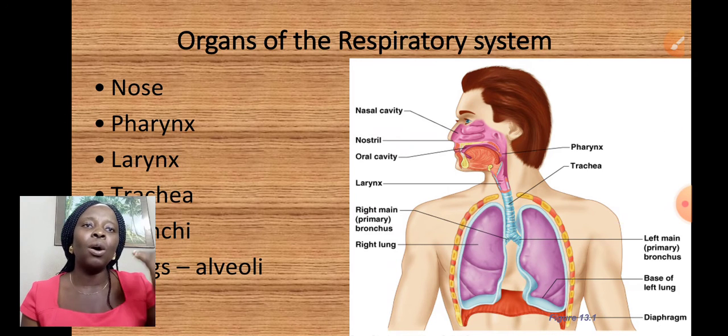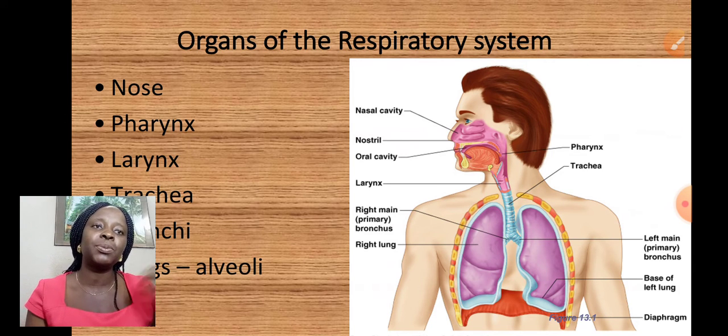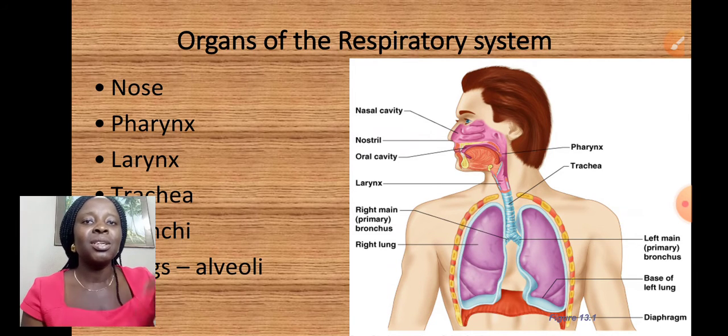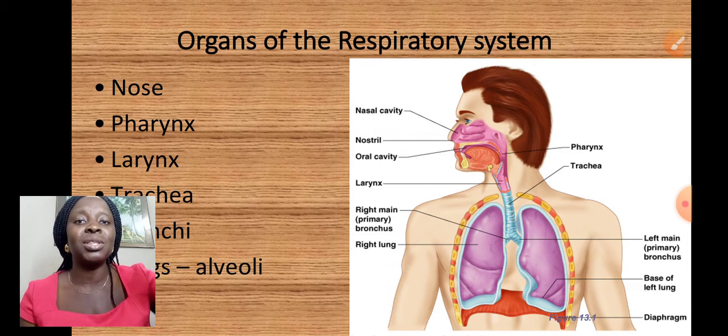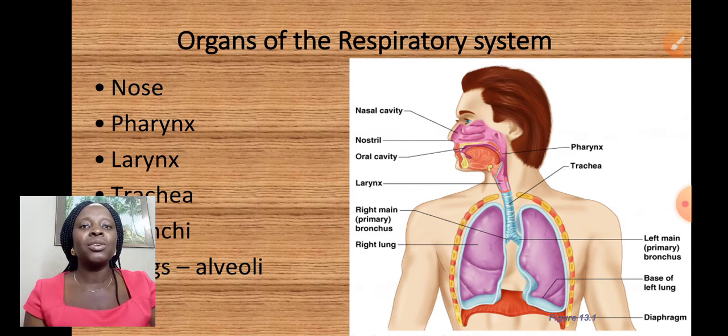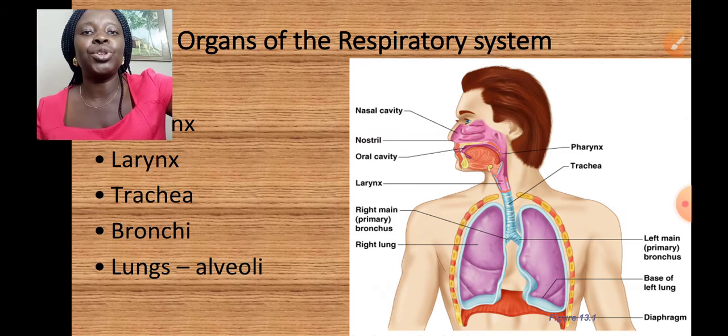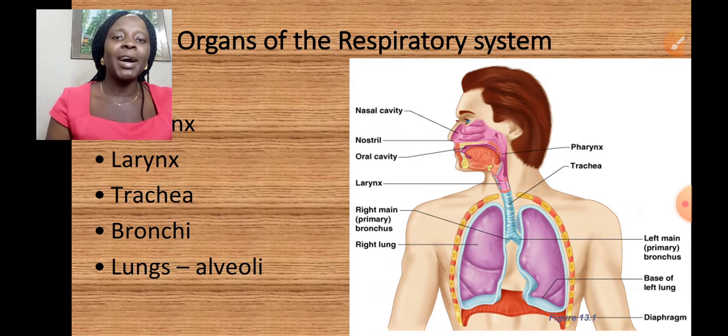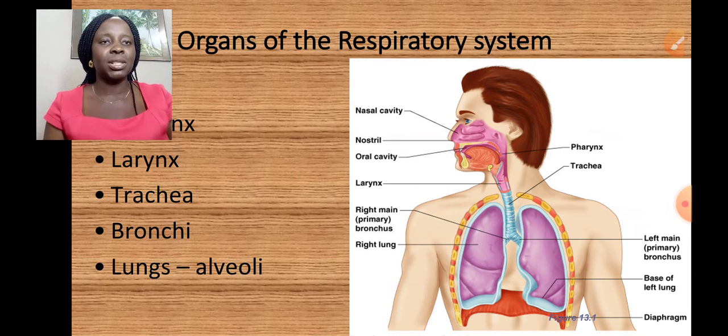So when we are talking of organs now, I think we know where we're coming from. So let's see the organs that make up the respiratory system in man. The first one we're looking at is your nose, your pharynx, your larynx. We're still going to see their function as we move on. Your nose, your larynx, your pharynx, your trachea, your bronchi, and your lungs.